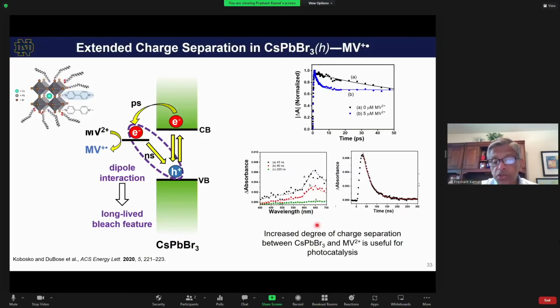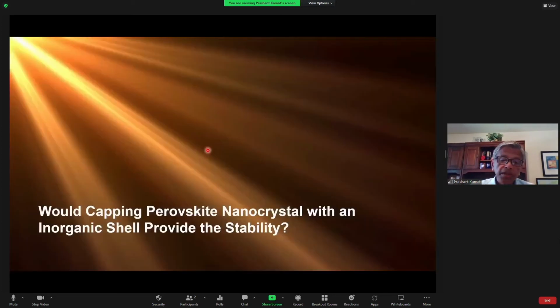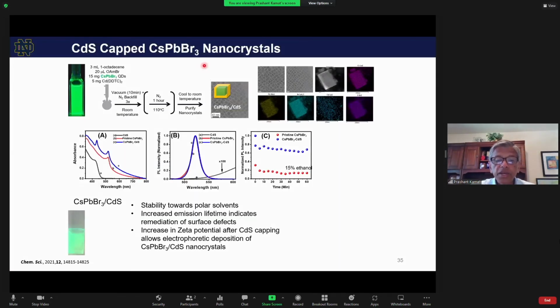I have to also warn you that these were done with a triple solvent because the cesium lead bromides are very sensitive to the polar solvent. So we have to use a few percent of toluene, acetonitrile mixtures to get this one. But then what came out is, can you provide an inorganic shell? So again, what we did was cesium lead bromide.